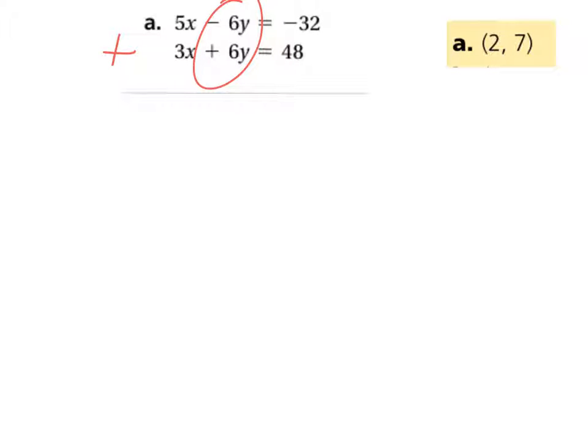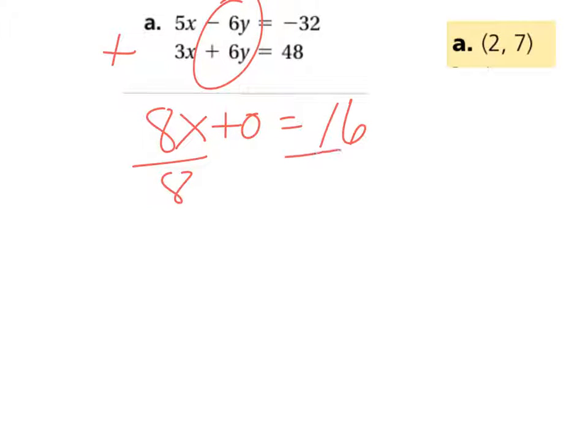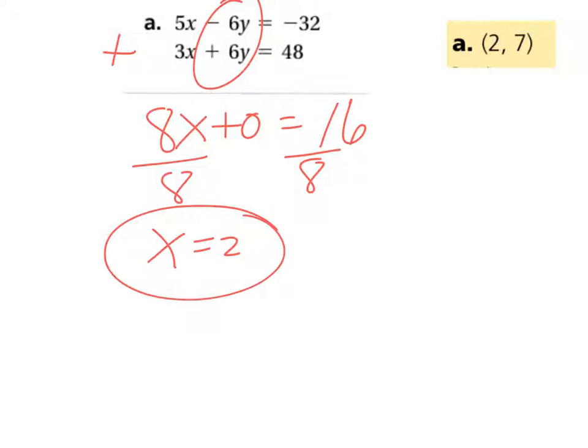5x plus 3x is 8x. These guys create 0, so 0y. And then I get equals, so negative 32 plus 48 is 16. Then we go and we divide off that 8. Divide off the 8, and x equals 2. So there's the first part of it.